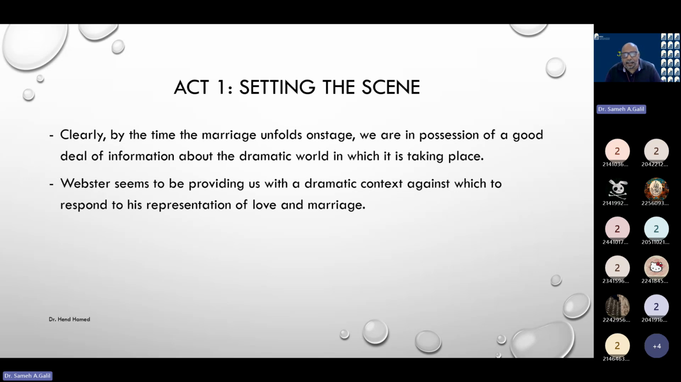Okay, clearly by the time the marriage unfolds on stage, we are in possession of a good deal of information about the dramatic world in which it is taking place. So Webster seems to be providing us with a dramatic context against which to respond to his representation of love and marriage.